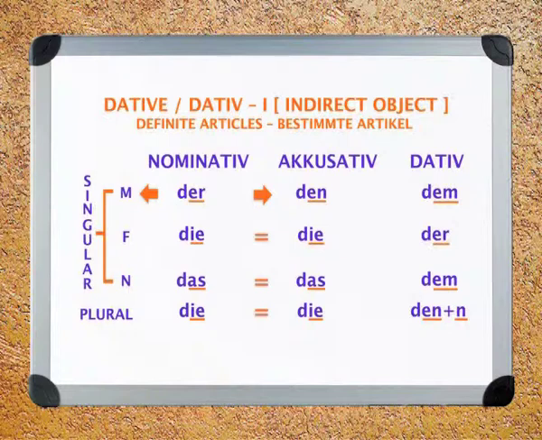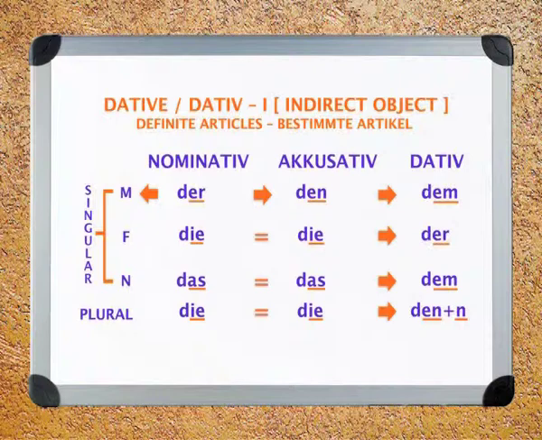Unlike accusative, all the articles here undergo major change. Here, der becomes dem, die, which remains die in accusative, becomes der, das, which also remains das in accusative, becomes dem, and the plural article die, which remains die in accusative, changes its form and becomes den, and takes an n at the end for nouns.